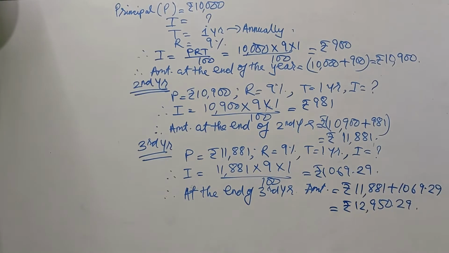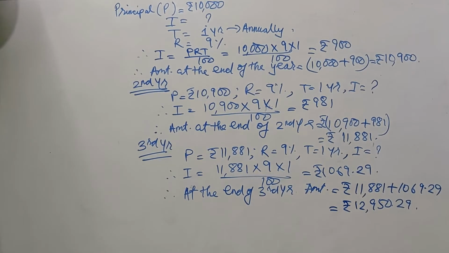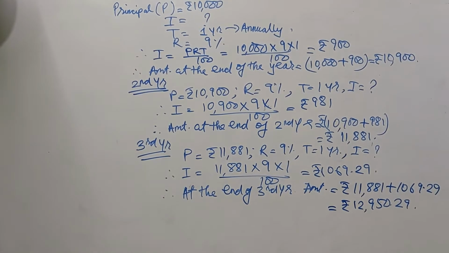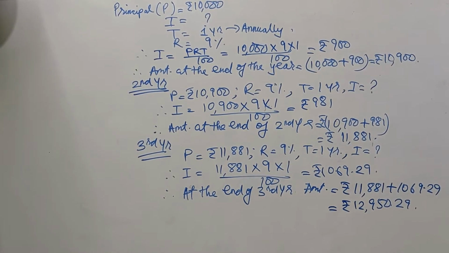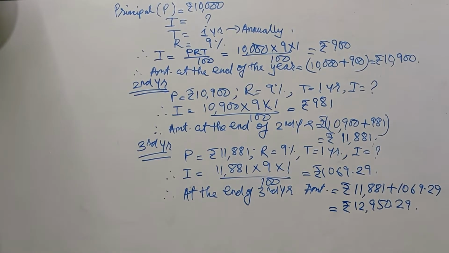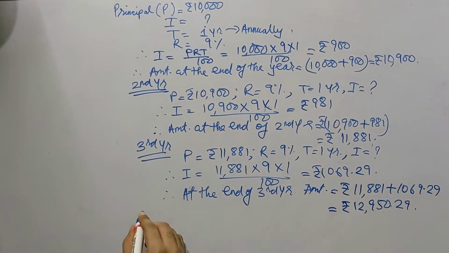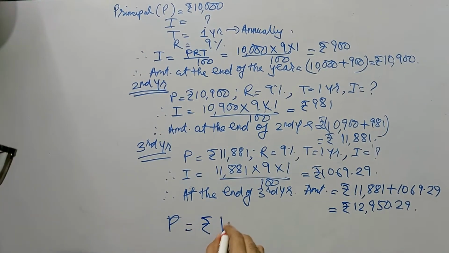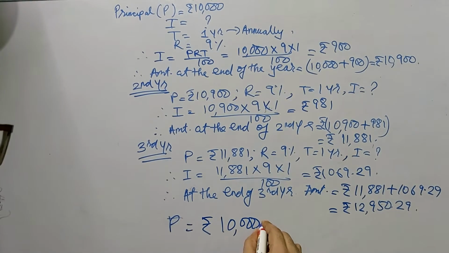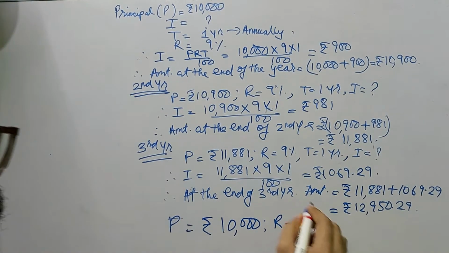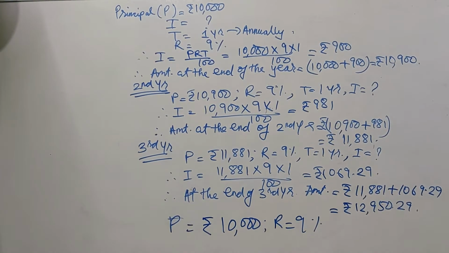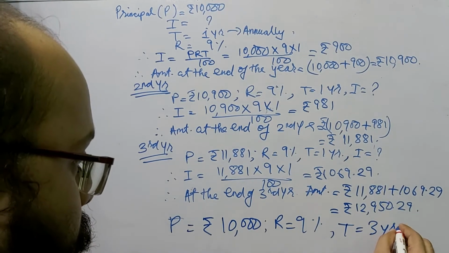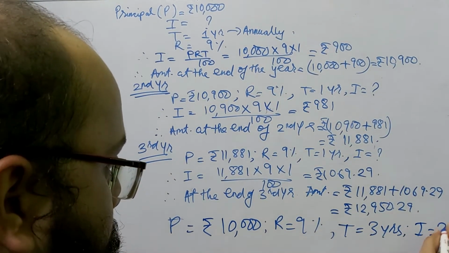The second part says what will be the amount if he deposits the same amount for 3 years at 9% per annum simple interest. Here it hasn't mentioned compounded annually, only simple interest. So here the principal amount is the same, 10,000. R is 9%, and it asks what will be the amount at the end of the 3 years by the simple interest method. So time will be 3 years. You have to calculate I.